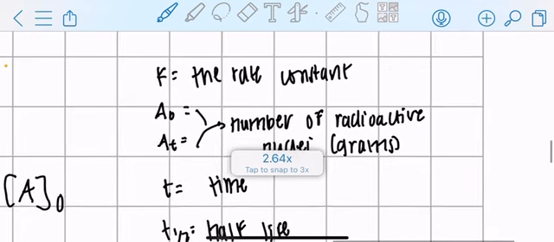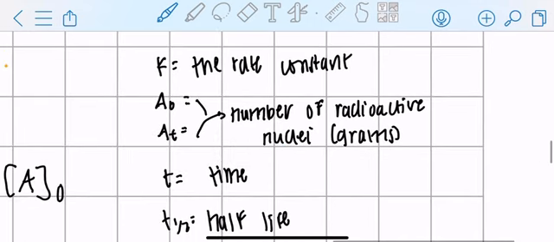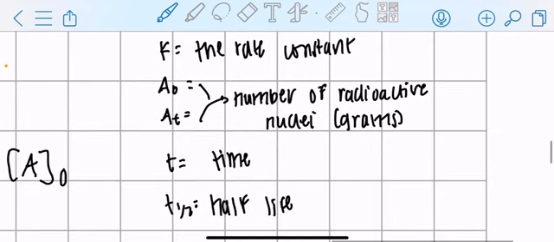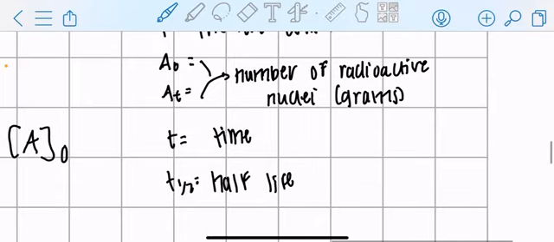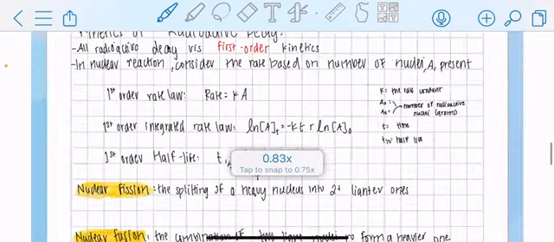To break down some of these variables, k is a rate constant that is experimentally determined. A0 and At, A0 is at time 0 and At is at the time designated, and it is the number of radioactive nuclei in grams, and time is t, t1/2 is half-life.